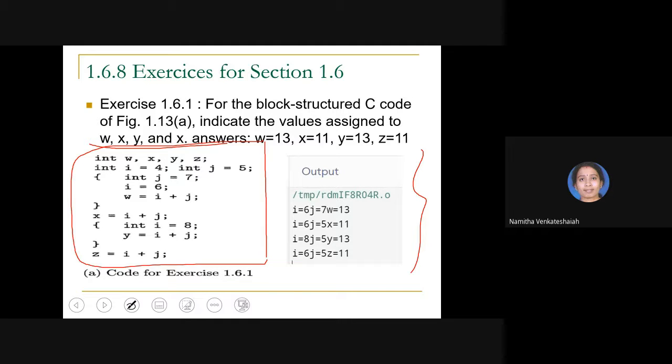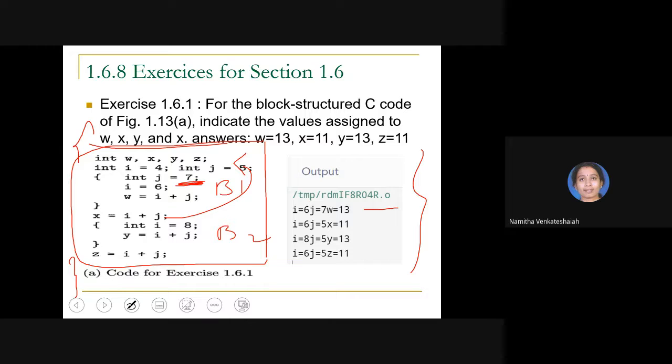From this bracket to this bracket, this is block 1. This bracket to this bracket is block 2. The entire thing I can say is again one block. So W will consider obviously 7 and 6, so you will get 13. And X will take 6 because it is the recently updated value. And this J it will not refer, because this J is local to this block. This J it will refer. So it is 6 plus 5.